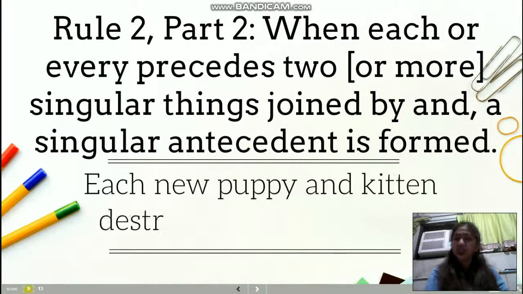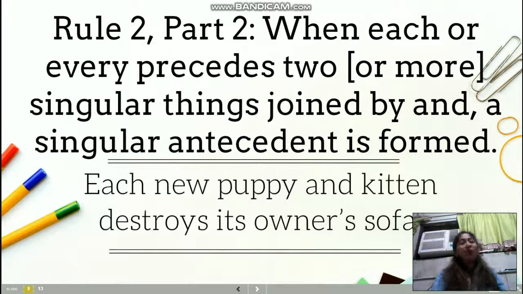In rule number 2, when each or every precedes two or more singular things joined by and, a singular antecedent is formed. Remember in our topic last time in subject-verb agreement, when we use each, definitely that is singular. So let us read now the example. Each new puppy and kitten destroys its owner's sofa. So we use the pronoun its.